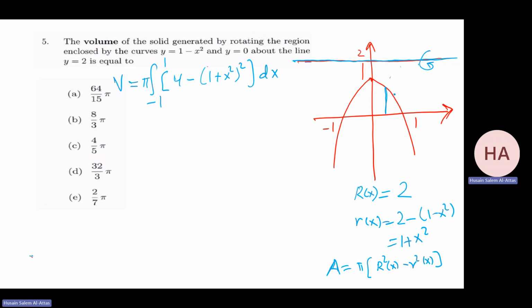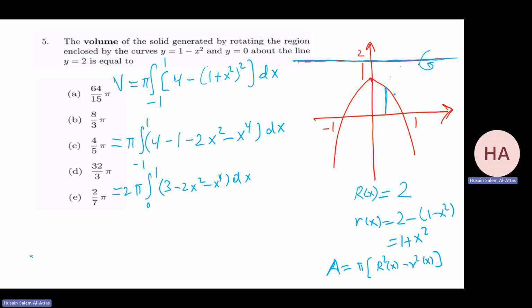Okay, so what does that give me? Let's do the calculation first. The integral of 4 minus 1 minus 2x squared minus x to the power 4 dx, so that will be 3 minus... yeah, it's an even function. So I can say this is 2π times the integral from 0 to 1 of 3 minus 2x squared minus x to the power 4, to save calculations.